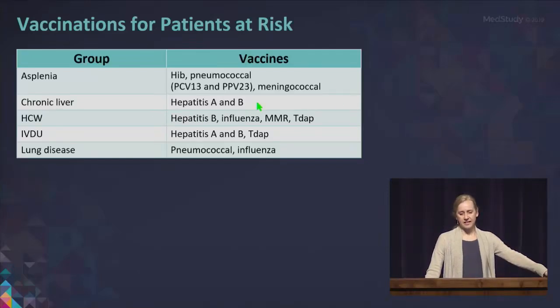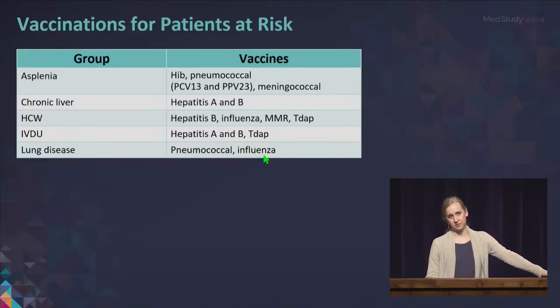This is also the same list that you're going to give to men who have sex with men based on their risk factors. Healthcare workers get hepatitis B, influenza, MMR, and Tdap. IV drug use is hepatitis A and B and Tdap. And then lung disease, pneumococcal, and influenza, right? Which I think that this probably makes sense given that everyone who's sick gets pneumococcal vaccine younger, and everyone gets influenza every year.